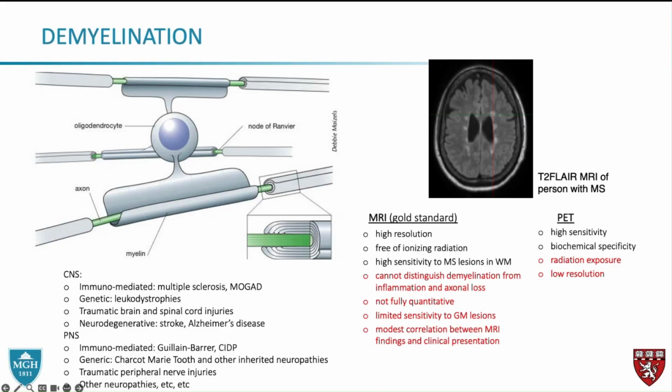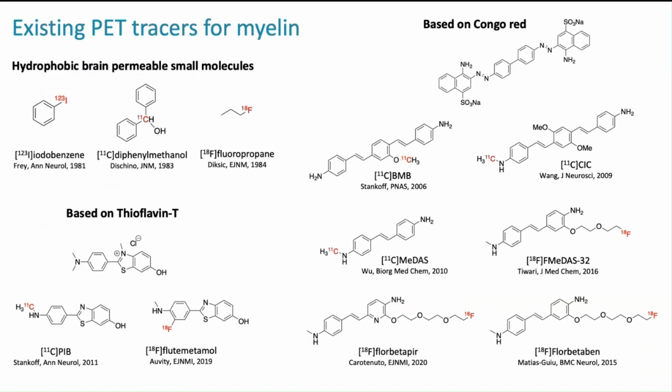And in the peripheral nervous system, demyelination can happen from infections, after an infection like Guillain-Barré, it can happen from hereditary neuropathy, it can happen with diabetic neuropathy. There are many, and MRI does a pretty good job at detecting demyelination. So obviously myelin is very lipid rich, and that gives a lot of MR contrast, but it's not very quantitative or specific. So here is where a PET marker for demyelination can help.